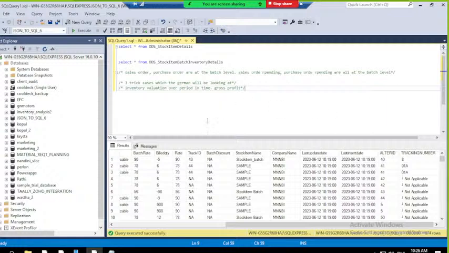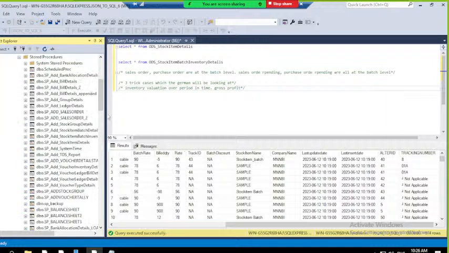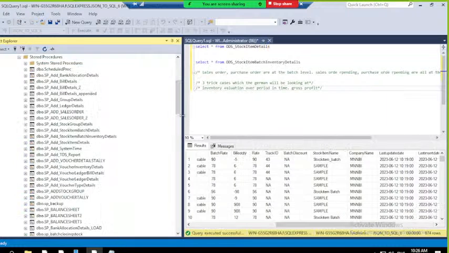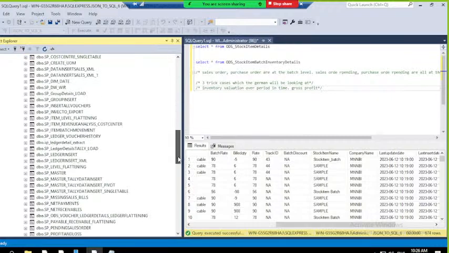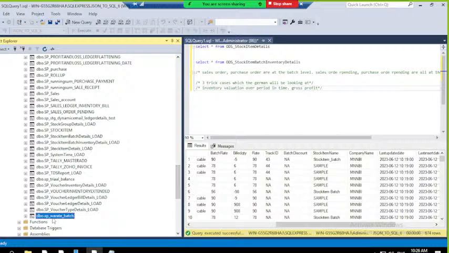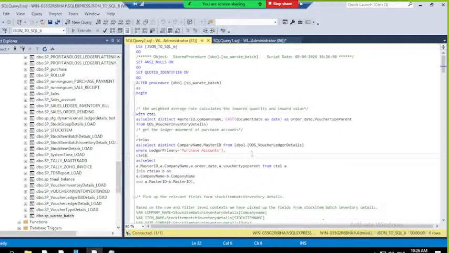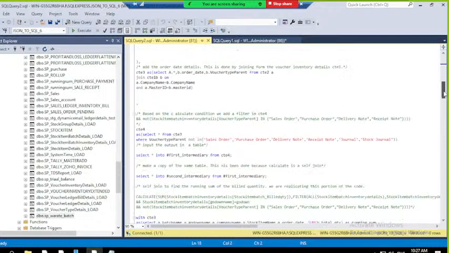So what I do here is that you go down to JSON to SQL and look at a procedure, this procedure. This procedure is going to be the weighted average rate. So you go down here, and this is the weighted average rate by the batch. What it is doing is picking up all the entries based on the purchase accounts and then excluding all these.